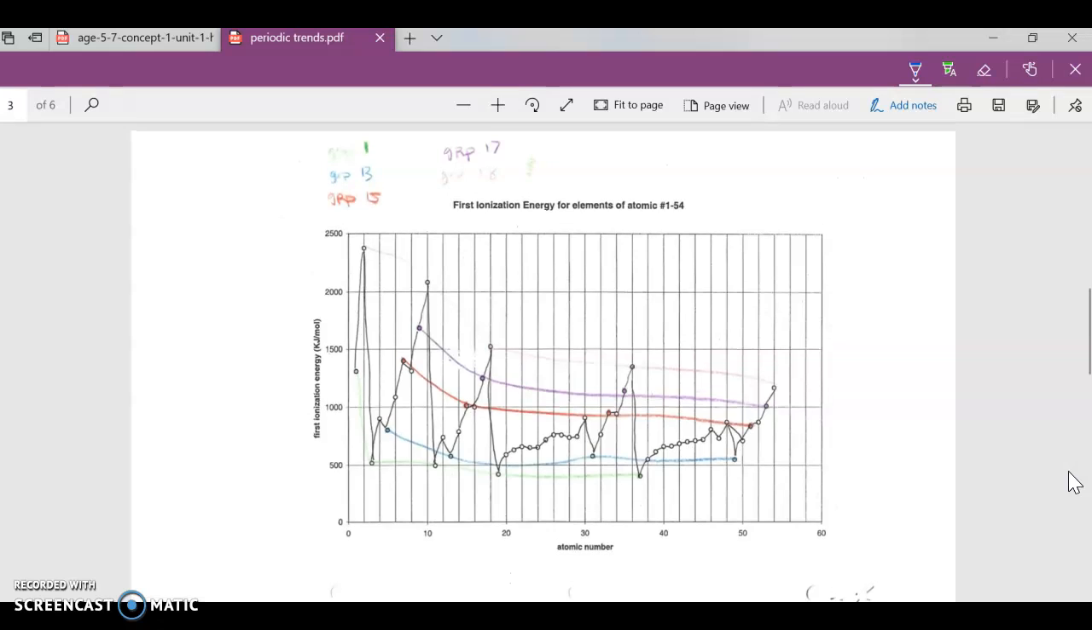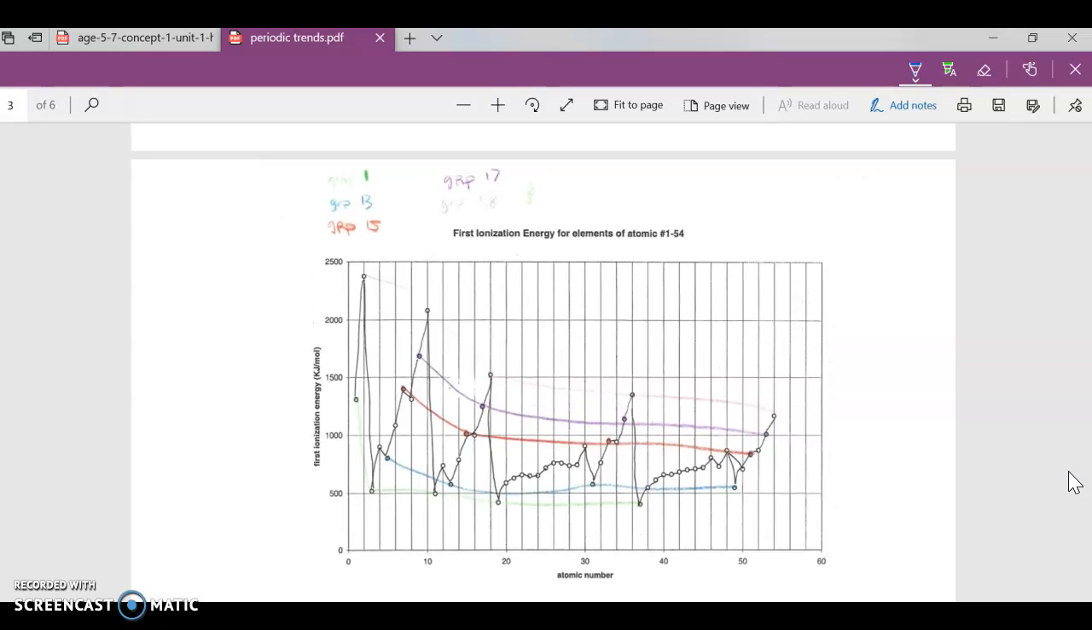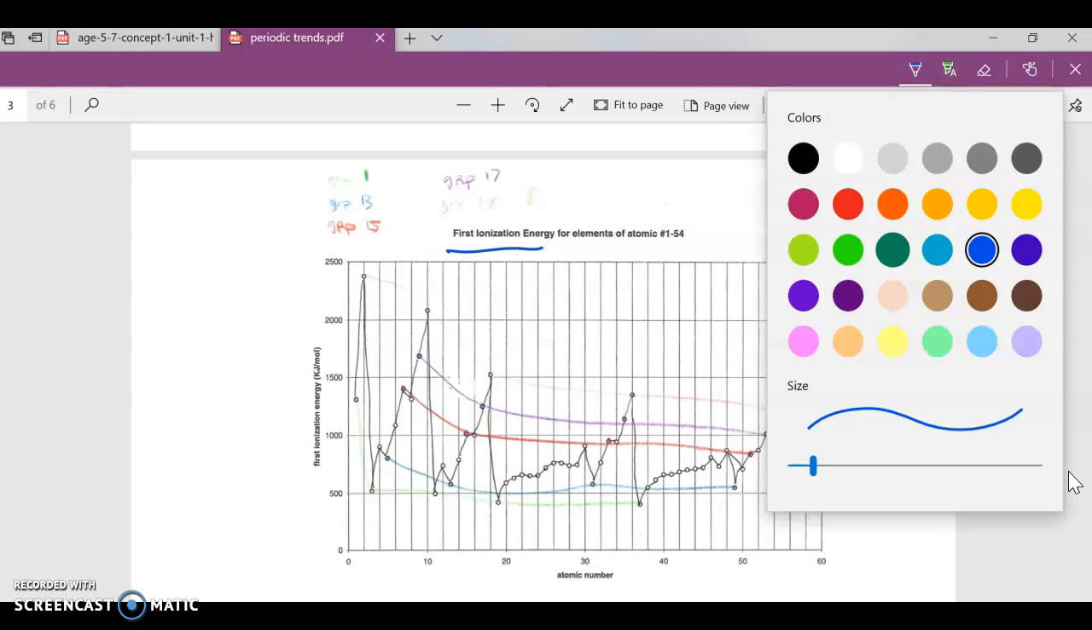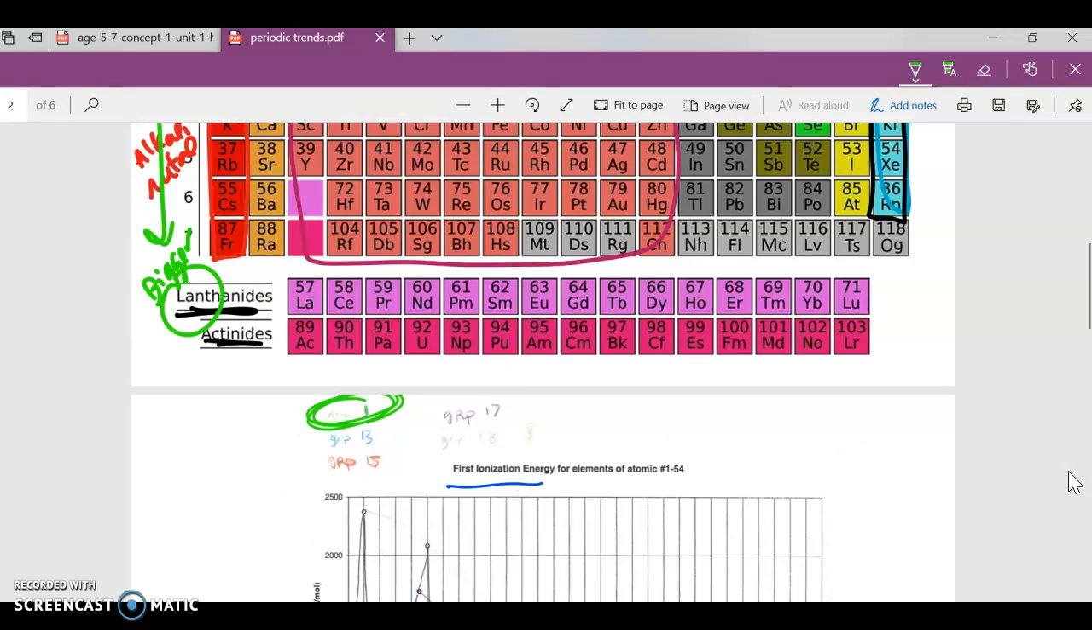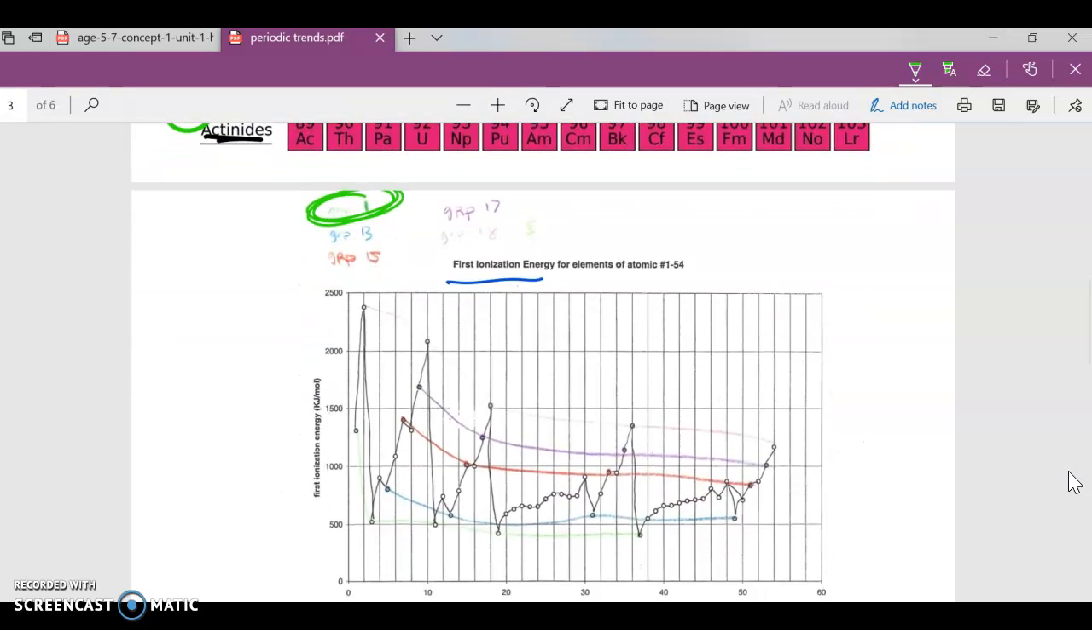Okay, so then we went to our second chart, first ionization energy, and we read this data too. Now notice for this one, my group 1, or my alkalis, are this first family right here. My group 1 is down here on the bottom.